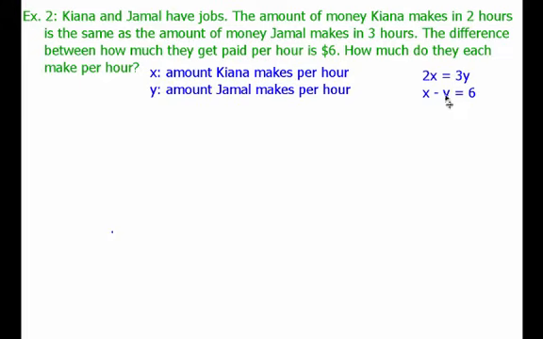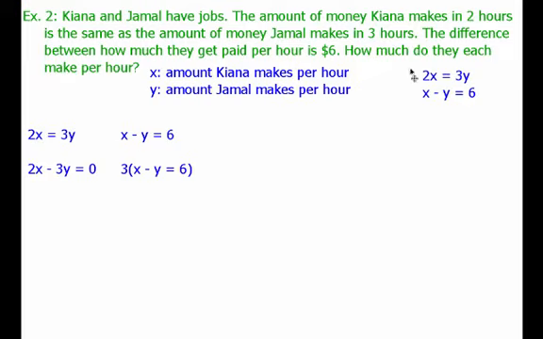Now to be able to solve these, we want to put them both in standard form. x minus y equals 6 is already in standard form. 2x equals 3y, to put that in standard form, all I've got to do is subtract 3y on both sides. All right, 2x minus 3y equals 0. It's the same thing as 2x equals 3y. And now, if I take a look, I've got x minus y equals 6.